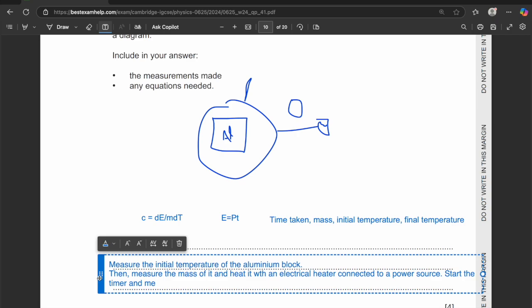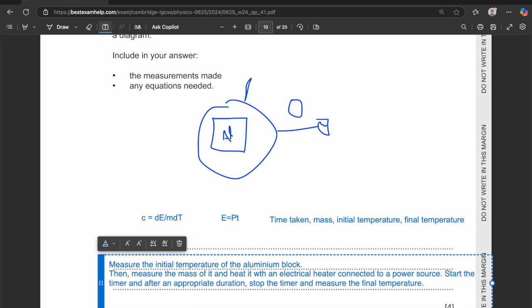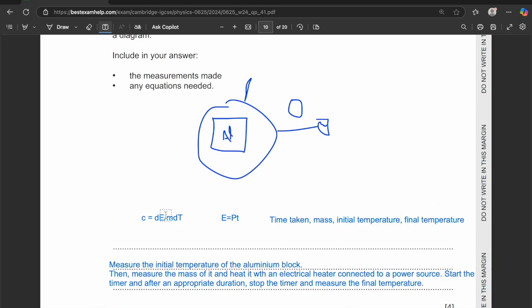Then start the timer. And after an appropriate duration, for example 3 to 4 minutes, stop the timer and measure the final temperature. Then you will get the time. You already know the power rate, and then you get the energy. And you can just write the equations needed here, like this.